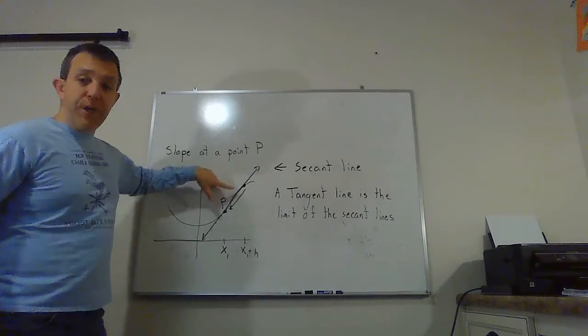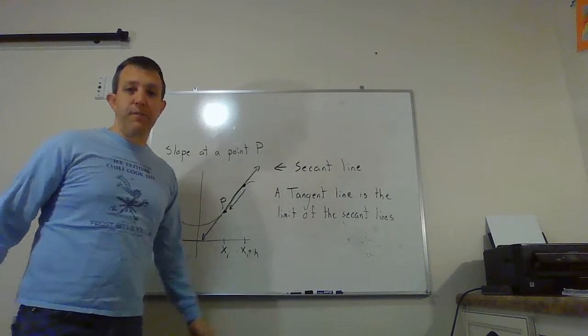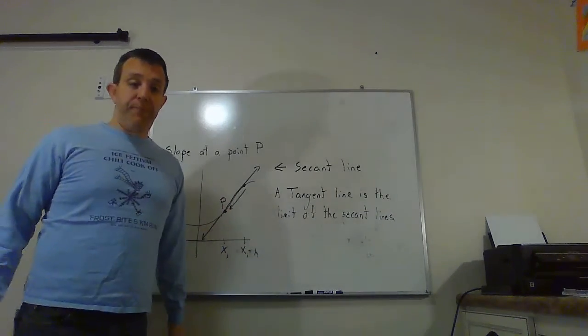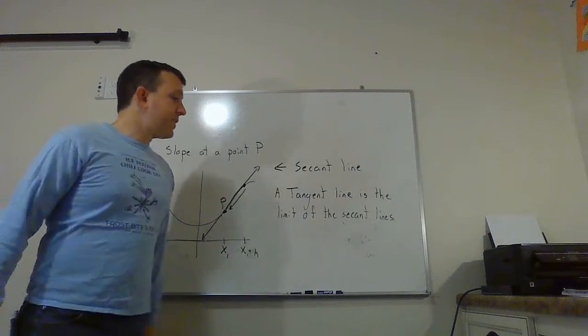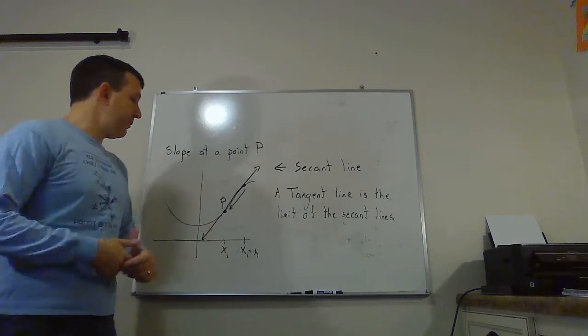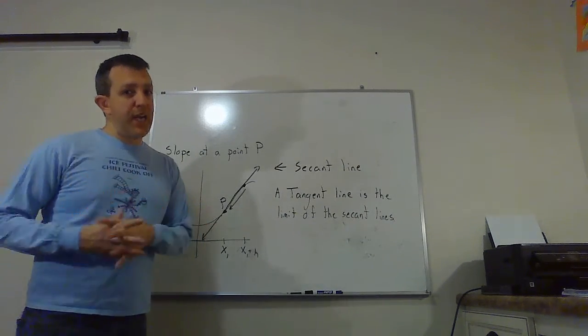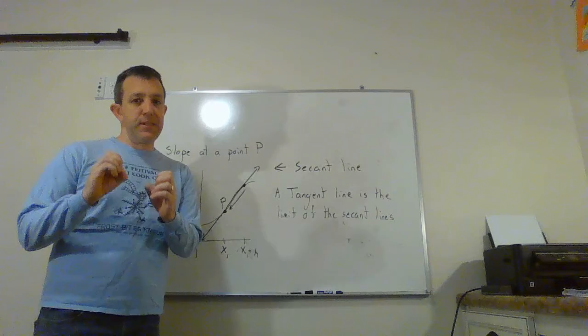This kind of line where you have 2 points, that connects 2 points on a curve, is called a secant line. A tangent line is the limit of the secant lines. And limits are what this first chapter is all about. You're going to have so much fun with them. And we're just going to kind of get started on this conceptually just a little bit right now.